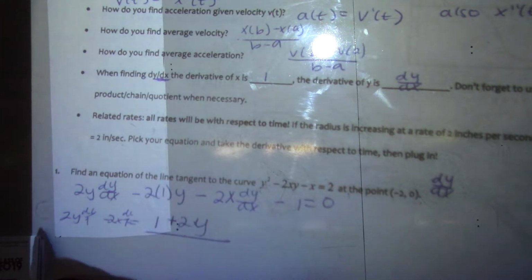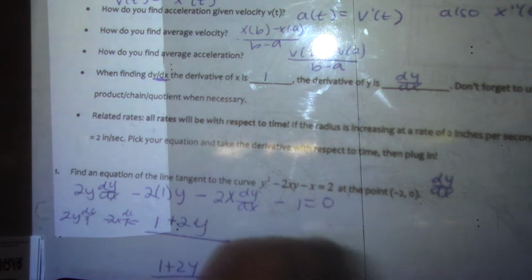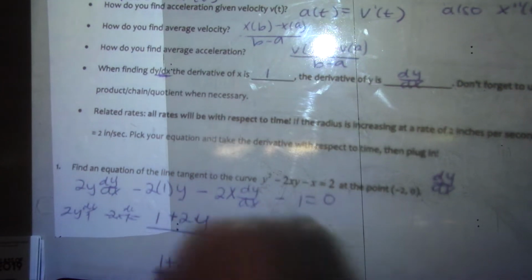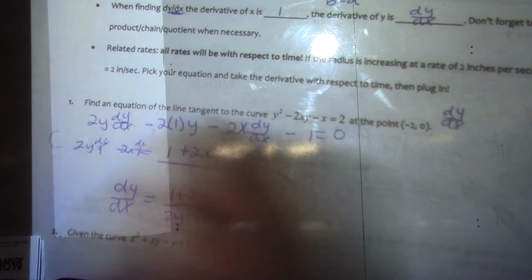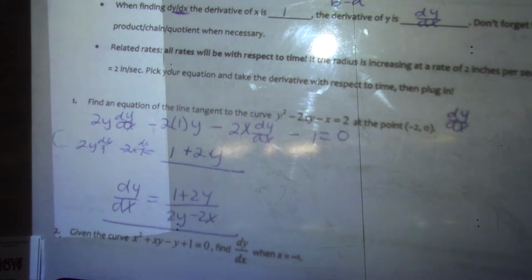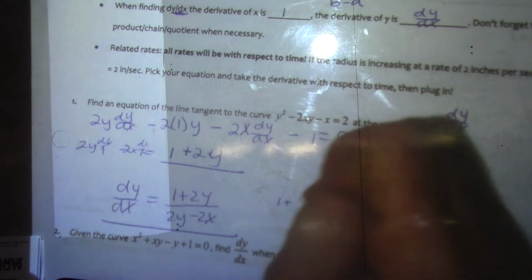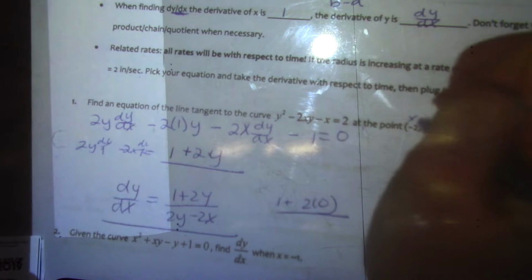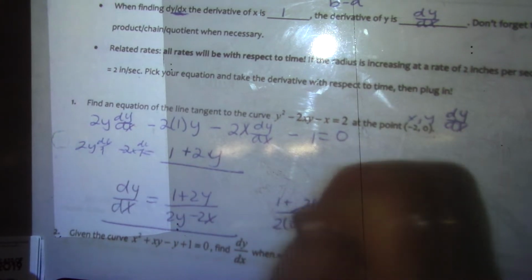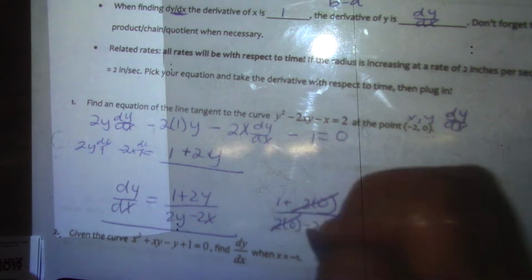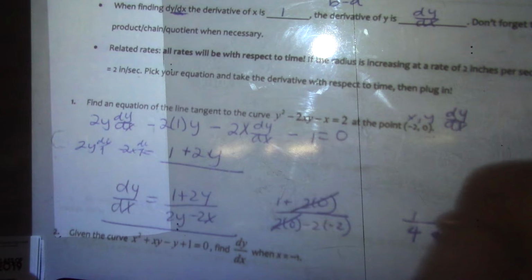Take out the dy/dx, so I have 1 plus 2y over 2y minus 2x. That is my dy/dx. And now to get the actual slope, I plug in the point. So 1 plus 2 times 0, because this is x comma y, over 2 times 0 minus 2 times negative 2, so these two just go away. I've got 1 over negative 2 times negative 2, which becomes 4. So this is my slope right here.